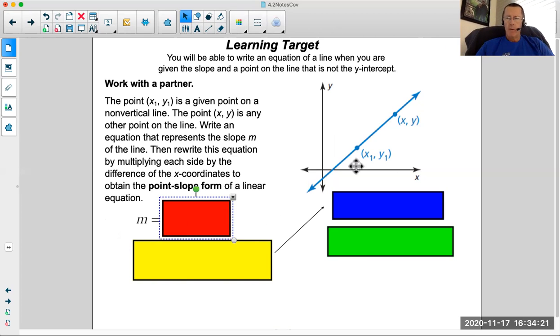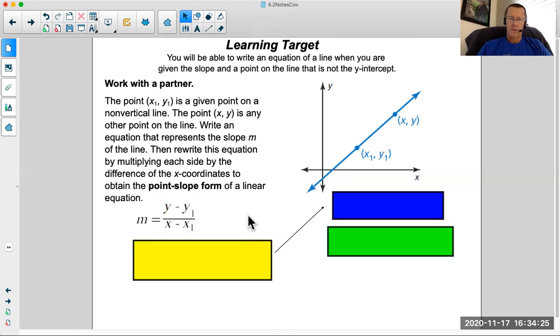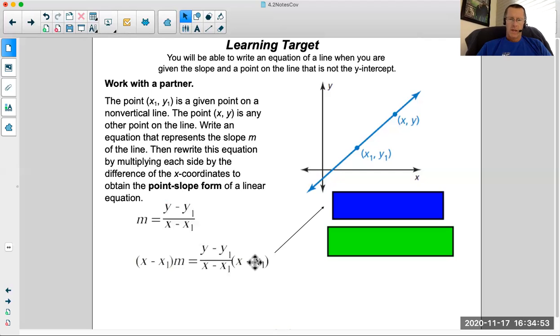Okay, so to figure out what the slope is, remember it's the change in the y's, the difference of the y's over the difference in the x's. So one way would be to go (y minus y sub 1) over (x minus x sub 1), okay? And then what we're going to do basically is solve for y minus y sub 1. So we want to just get this by itself. So what would we do? We would do exactly what we set up here, which is to multiply each side by the difference of the x coordinates. So that would look like that.